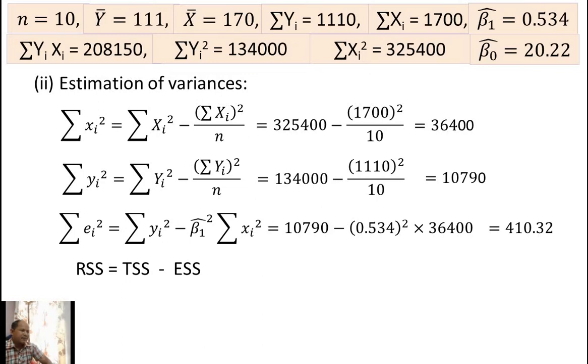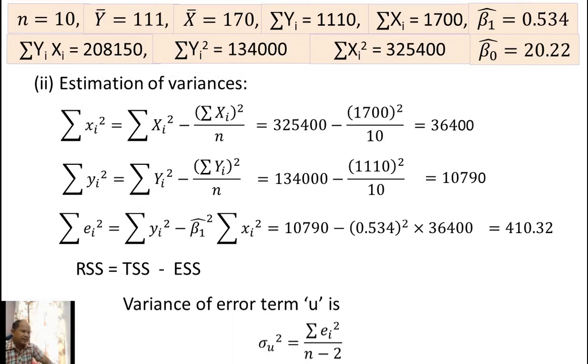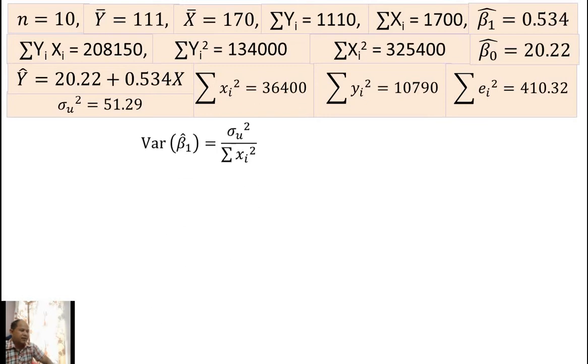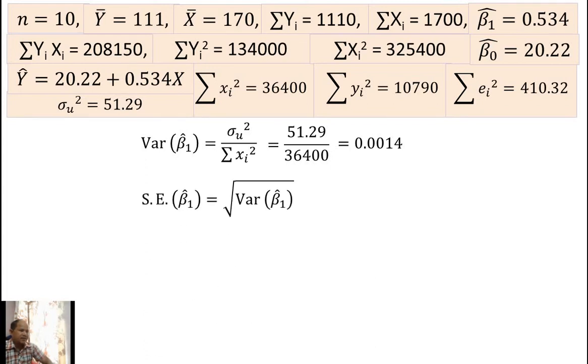and beta 1 cap into summation xi square is the estimated sum of squares. Therefore, the variance of the error term u, sigma u square, is equal to summation ei square divided by n minus 2, and we got the value as 51.29. Now, variance of beta 1 cap is equal to sigma square u, that is variance of error term u, divided by summation small xi square, and we found 0.0014. Therefore, standard error of beta 1 cap is equal to square root of variance of beta 1 cap, and that is equal to 0.037.